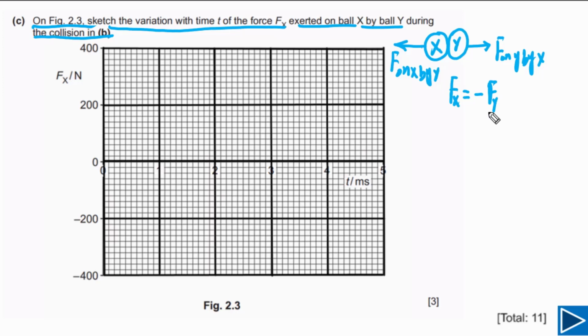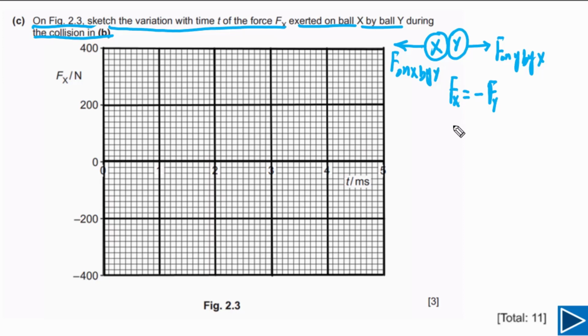You can also feel this by clapping. When you clap your hands, you will feel the force on both hands, and those forces will be equal in magnitude but opposite in direction. So by clapping, you can also feel this.